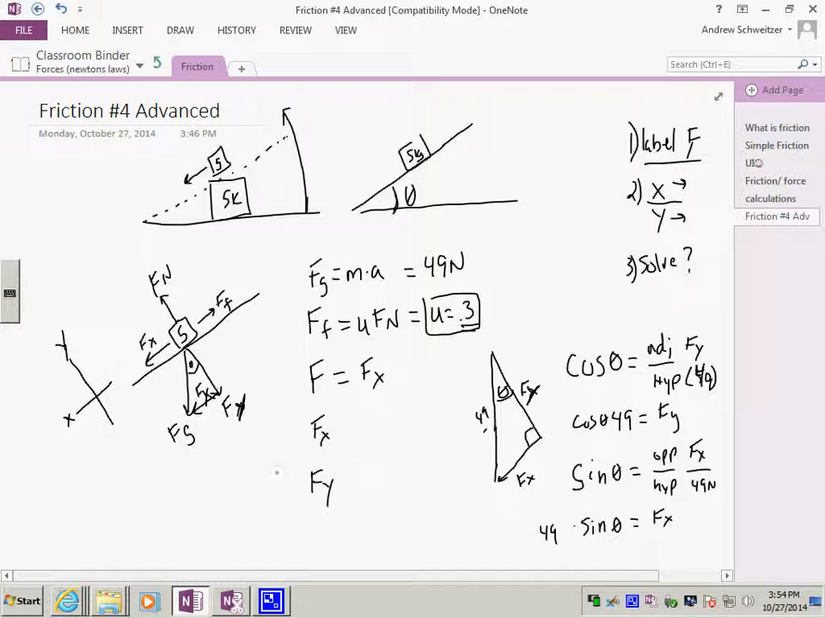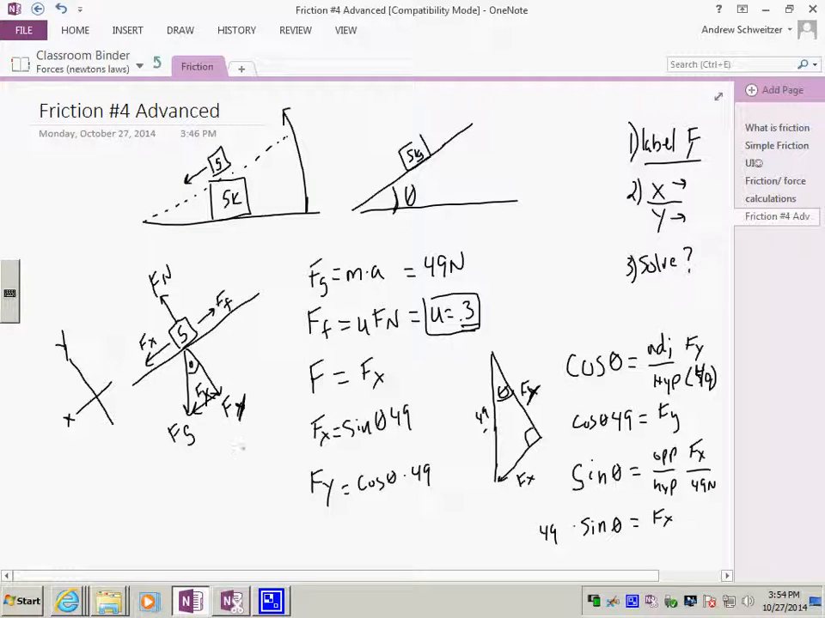So f of x in this case, let's just relabel them here, is going to be the sine of the angle times the 49, and then f of y is equal to the cosine of the angle times the 49. I don't know the angle, I would put that in there. That's kind of what I want to find. All right, and so I have each piece here.